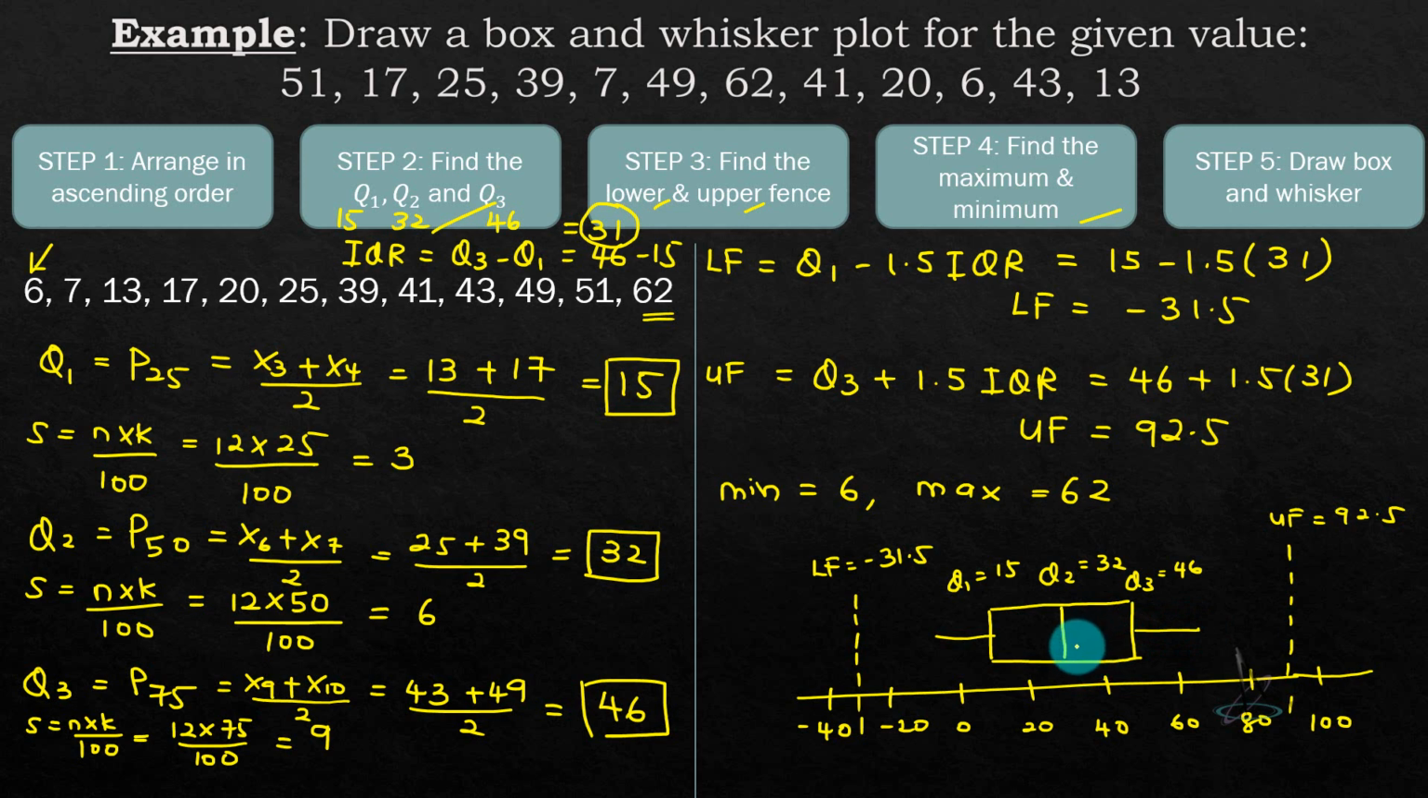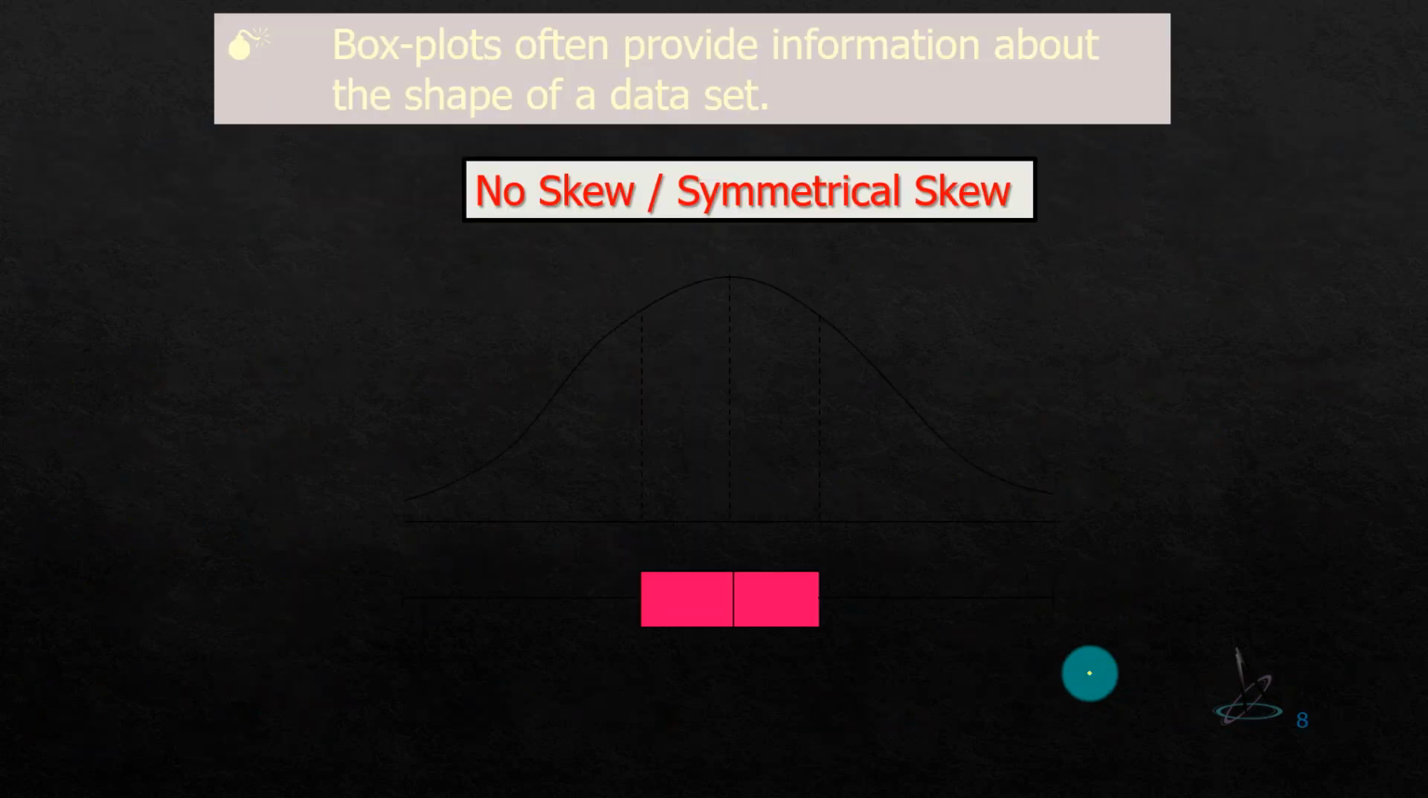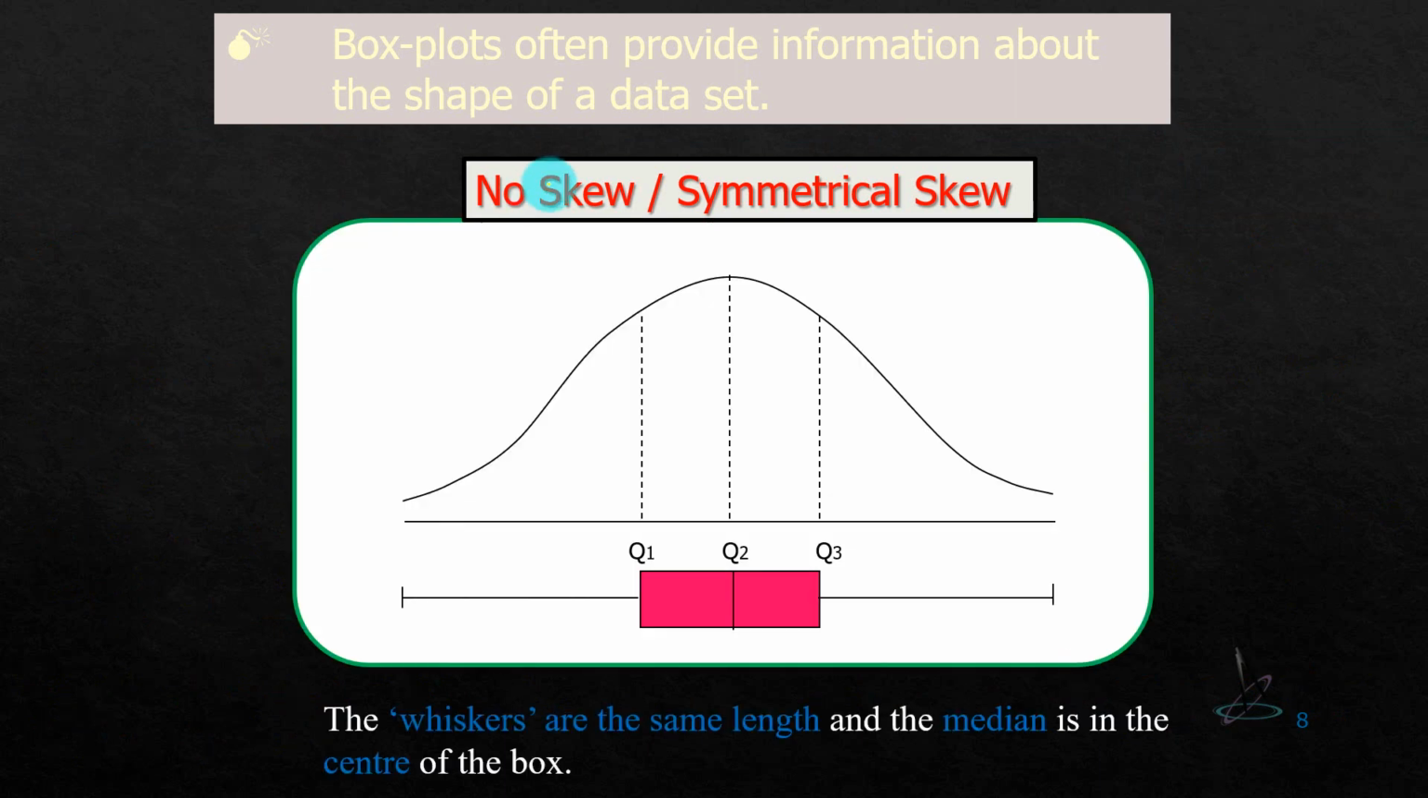Okay, so why do we need to learn how to draw a box and whisker? It is because the box and whisker can say a lot about the distribution of our graph. Okay, so let's refer to the next note. Box plot often provide information about the shape of a data set.